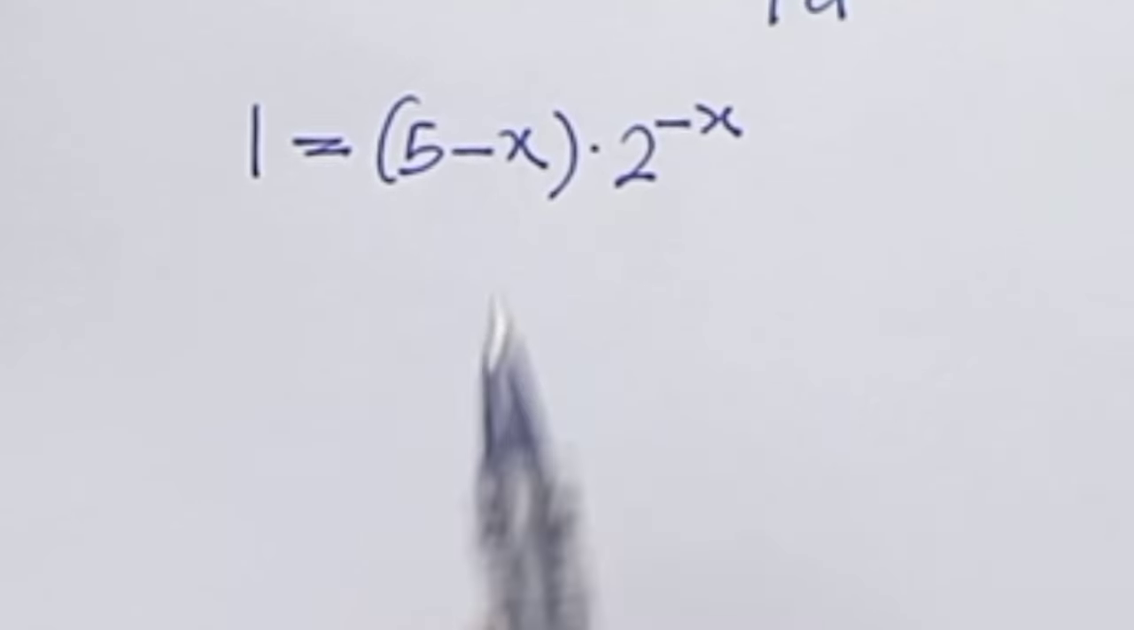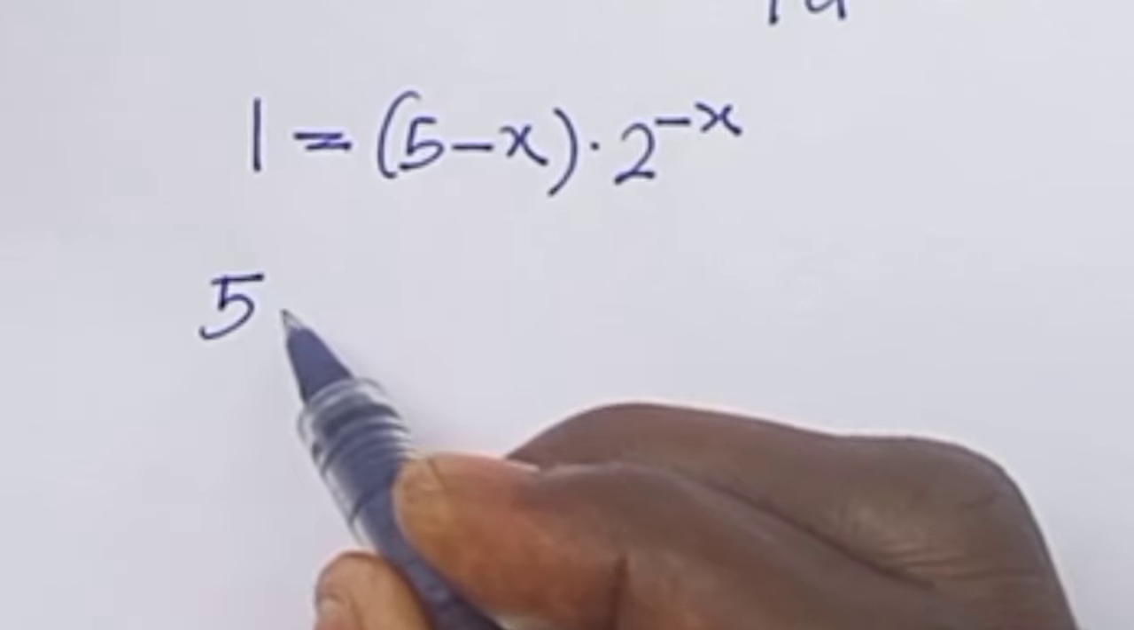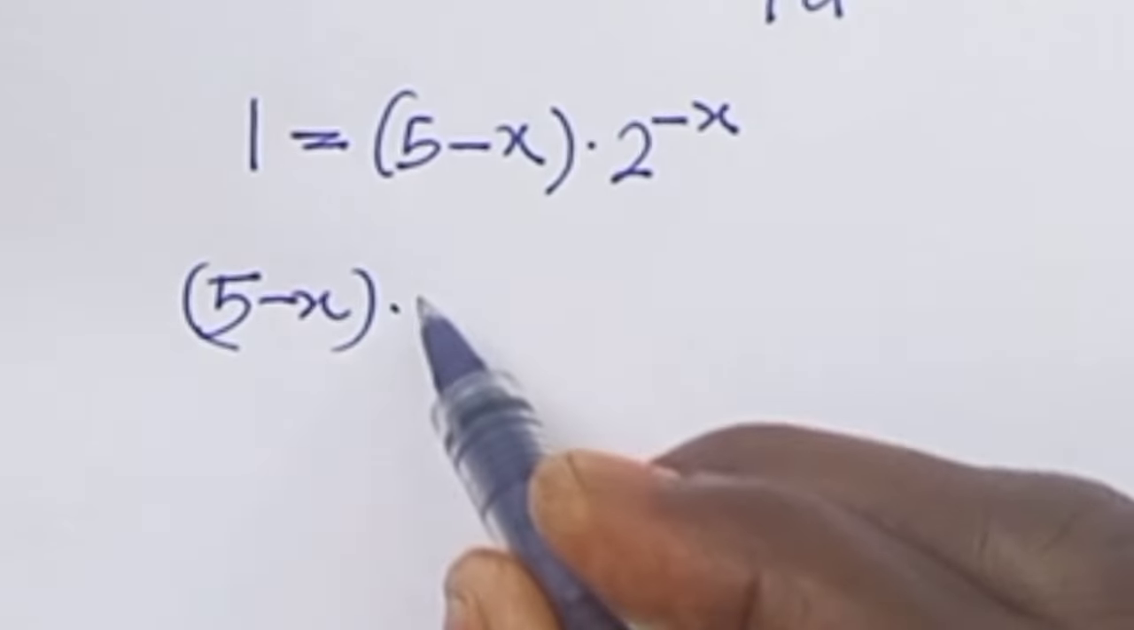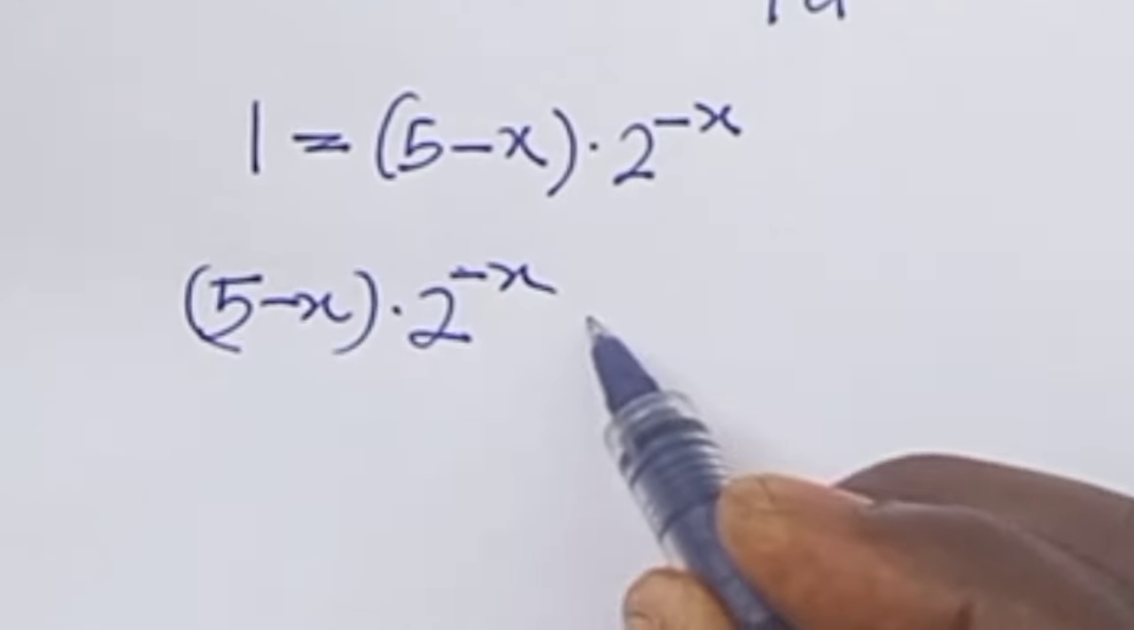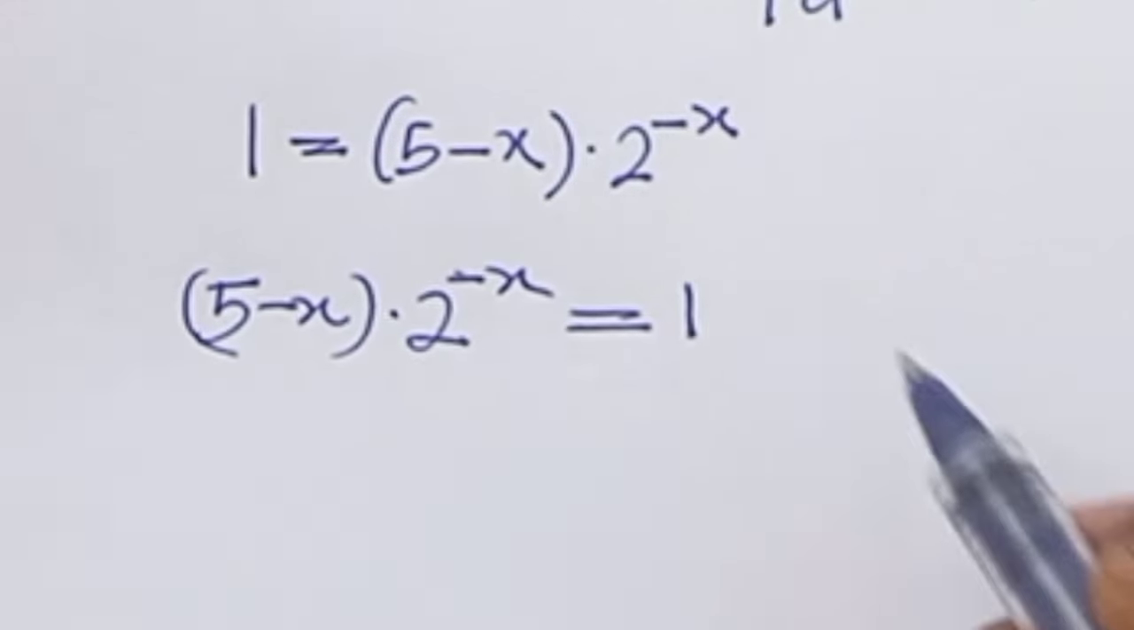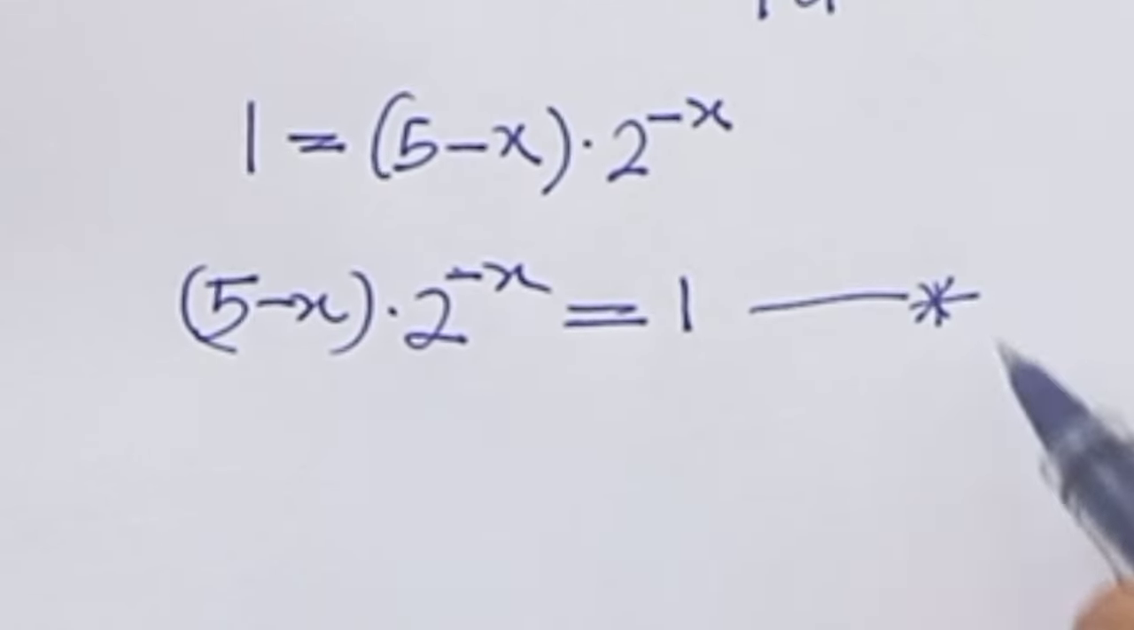If we decide to flip this, 5 minus x times 2 to the power of minus x will therefore be equals to 1. We call this equation star.